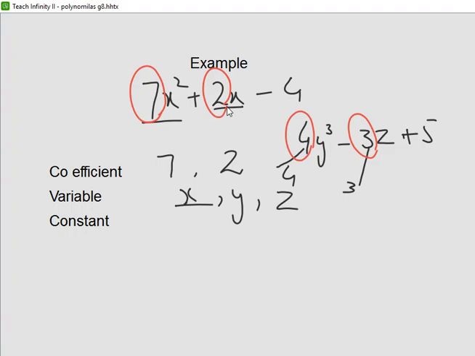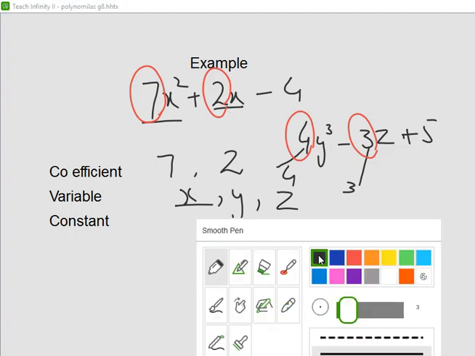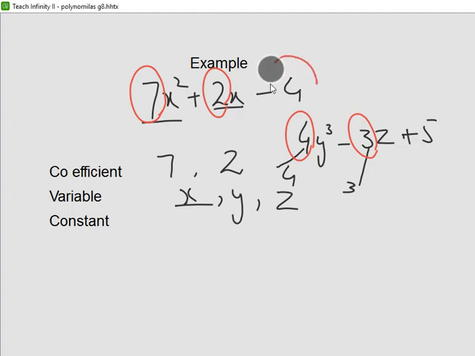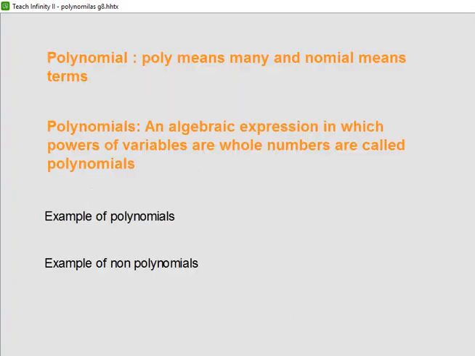Now we are going to move forward to constant. The number which is alone, like here in this example 4, so 4 is a constant. In this example, 5 is also called a constant. So I think you got it. The number which doesn't have any variable is called a constant. The number which is single is called a constant. Now we will move forward towards polynomials.